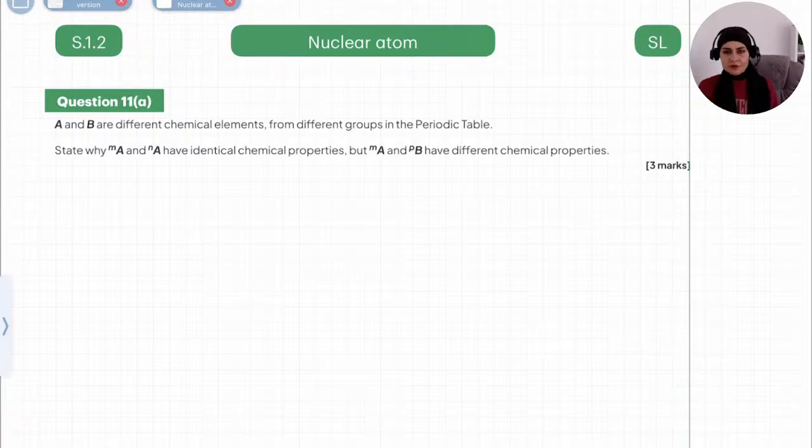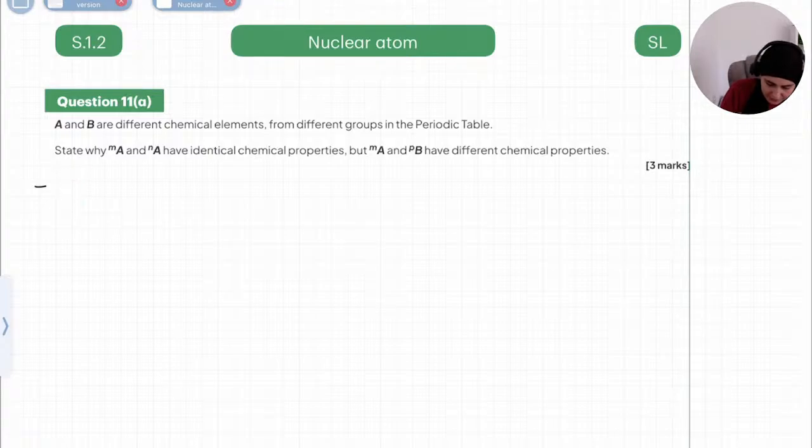Remember, we said that chemical properties are defined by the number of electrons in the outer shell. Well, AM and AN, since they have the same chemical symbol, which is A, it's like a fake one, but still it's the same. It means that it's the same element. So AM and AN are isotopes of the same element. Let's write it down and hope that it's the first mark.